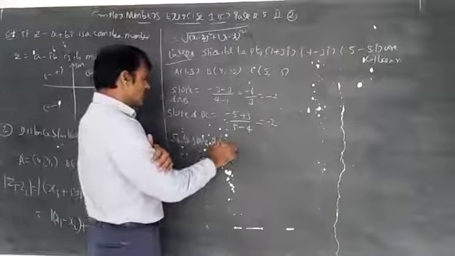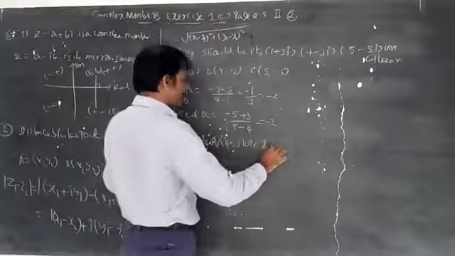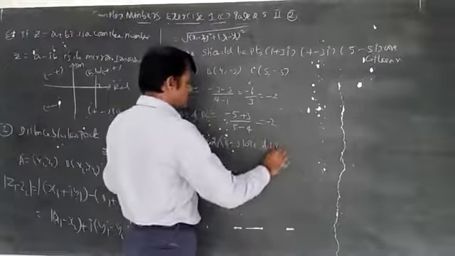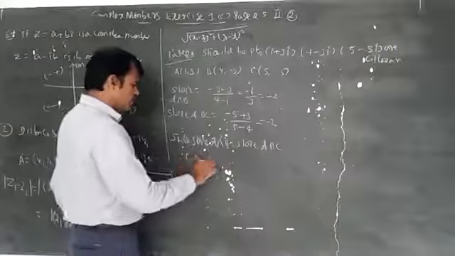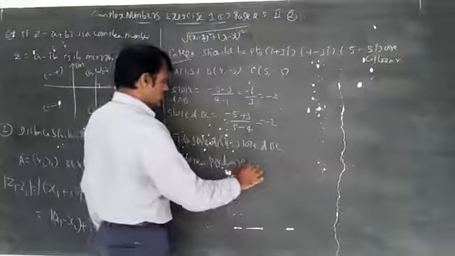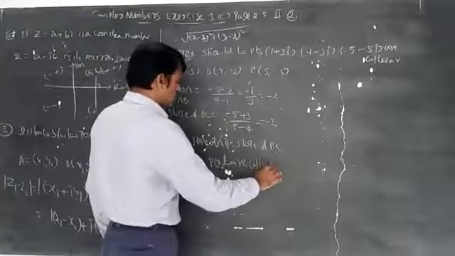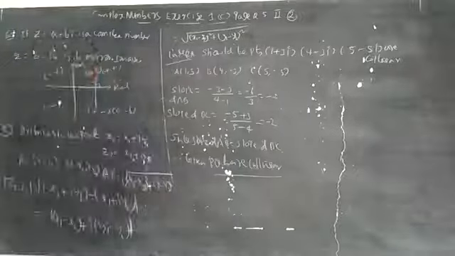Since the slope of AB is equal to slope of BC, therefore the given points are collinear.